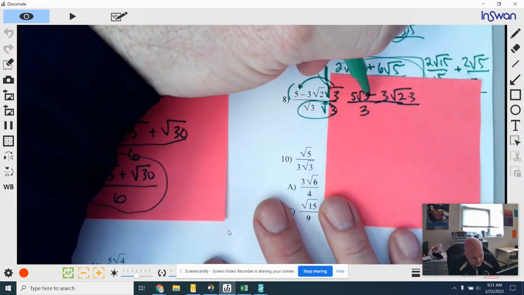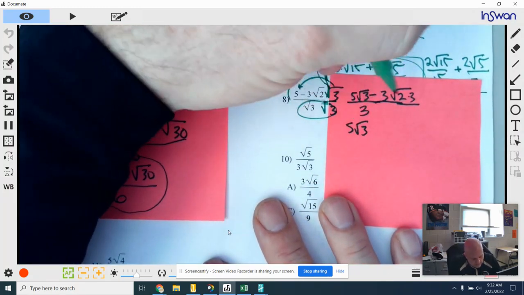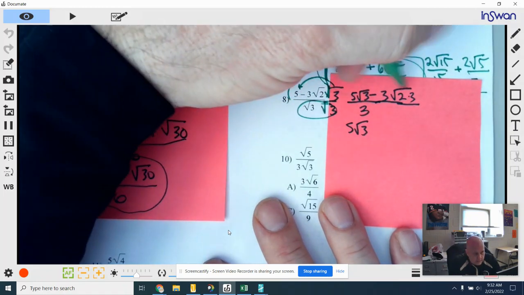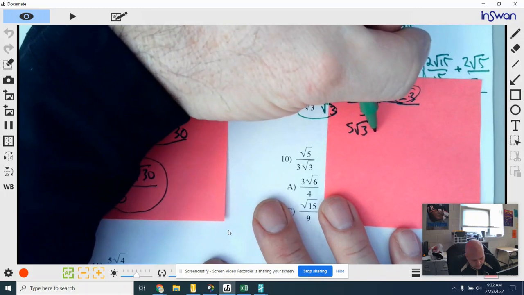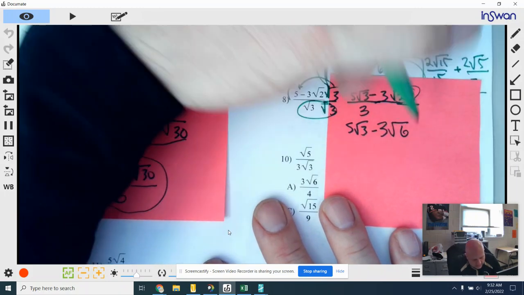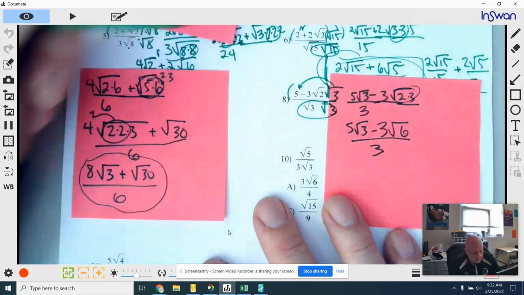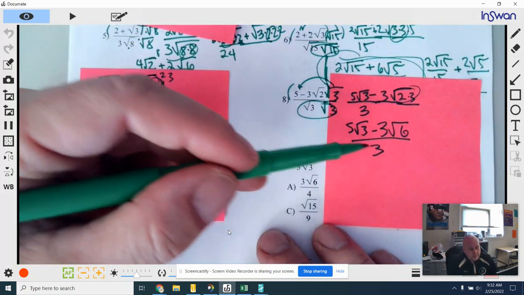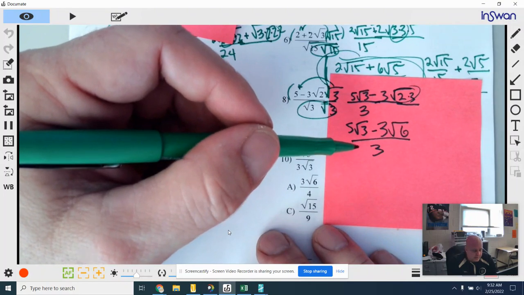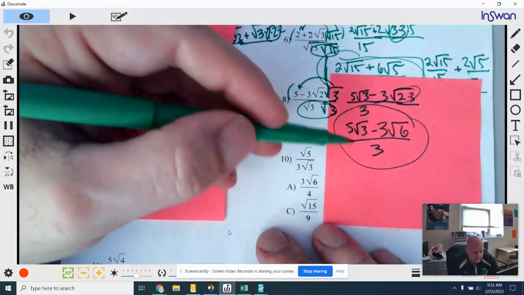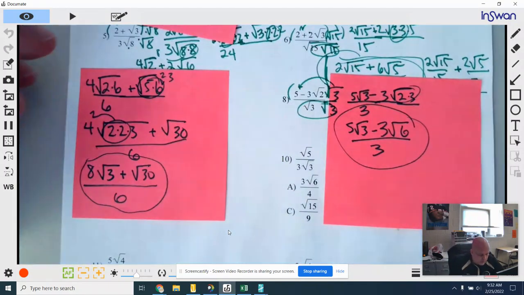So 5 root 3 just comes down. Over here, there's no common factors there. So 2 times 3 just gets multiplied together. So that's minus 3 root 6 over 3. Again, I check if I can reduce, but these 3's would reduce, but the 3 and the 5 doesn't. So I'm just going to leave that as my answer. 5 root 3 minus 3 root 6 all over 3.